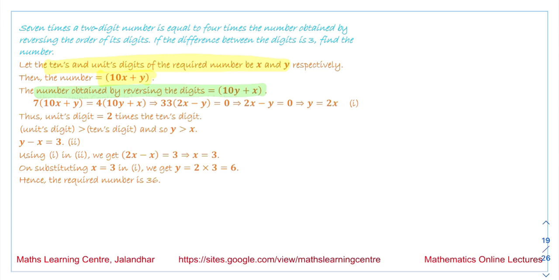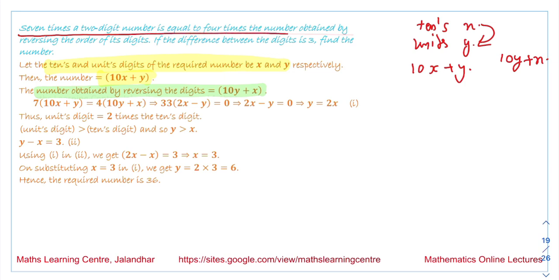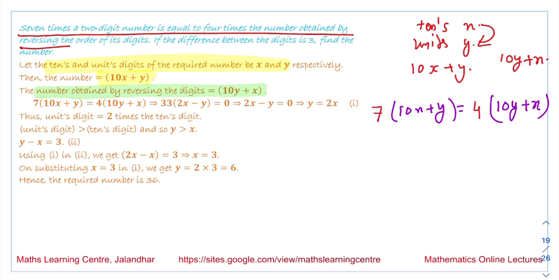I hope this is clear to you now: if at the tens place it is x and at the units place it is y, the number is 10x plus y. If we interchange the digits, the number will become 10y plus x. What is given is 7 times a 2-digit number is equal to 4 times the number obtained by reversing the digits. So the number we have is 10x plus y, and the number obtained by reversing the digits is 10y plus x. What is given to us is that 7 times this number is equal to 4 times this number.